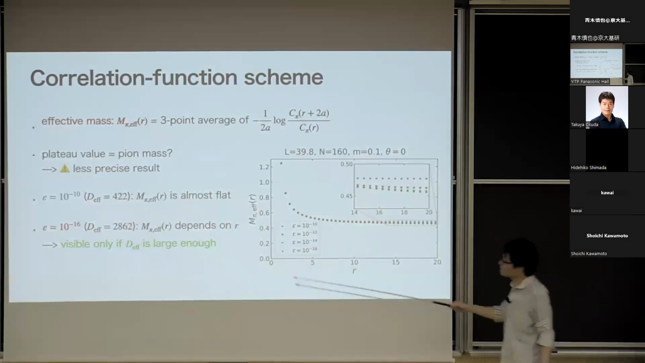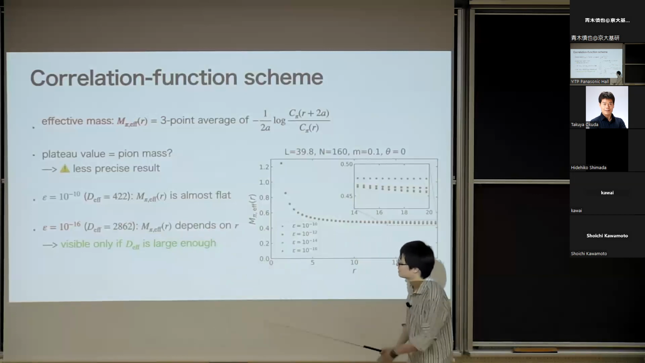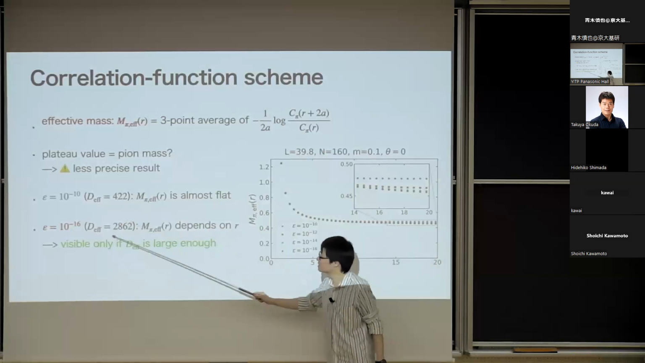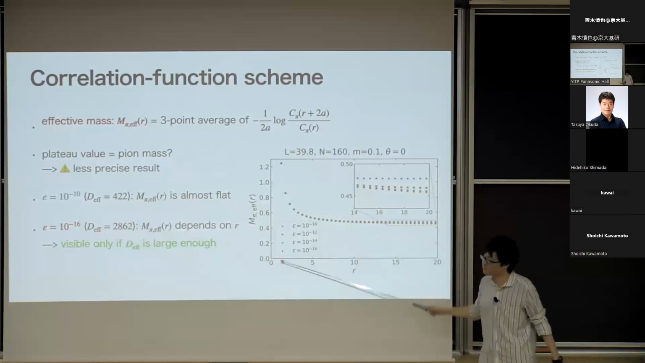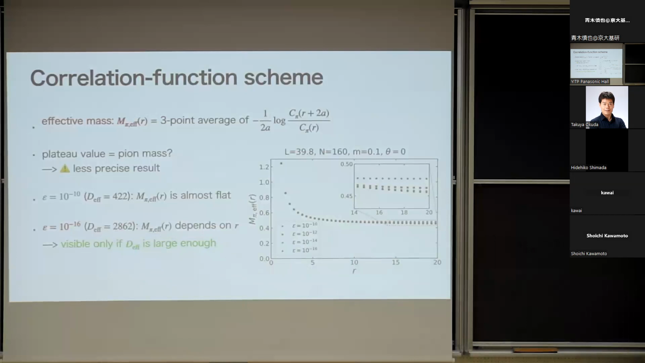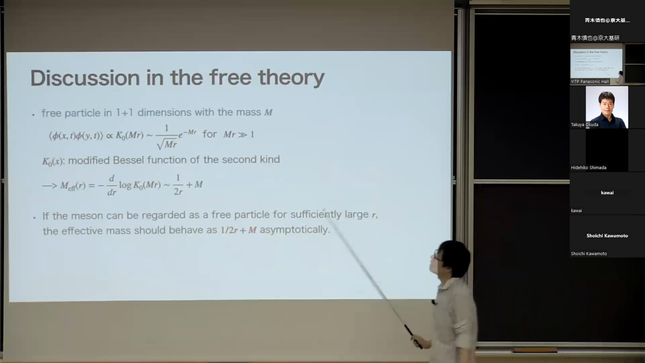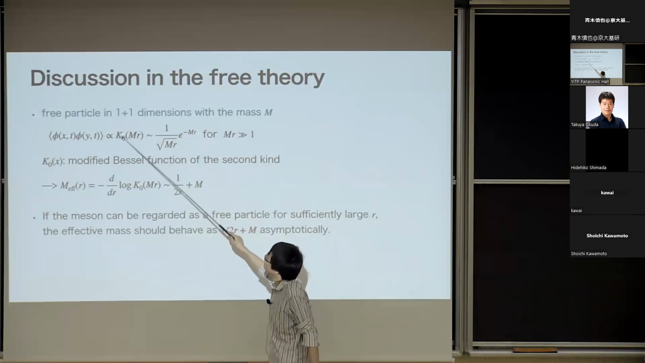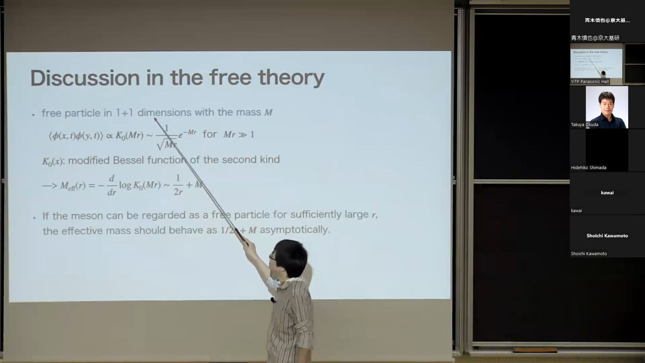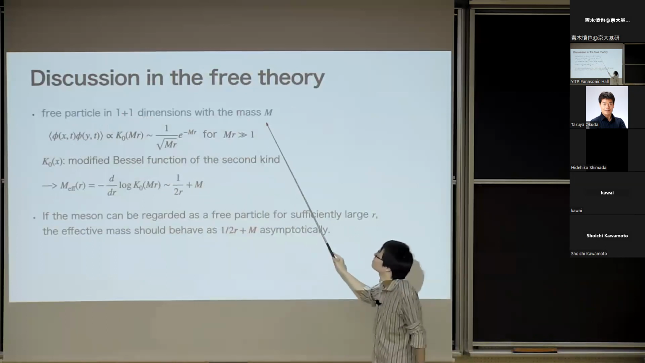So the more precise results show some non-trivial R dependence, which is actually visible only if the bond dimension is large enough. So this is a very important point. Let me explain why. What is this R dependence? This R dependence can be understood by considering the free theory. Let me think about a free particle in 1+1 dimensions with mass m.